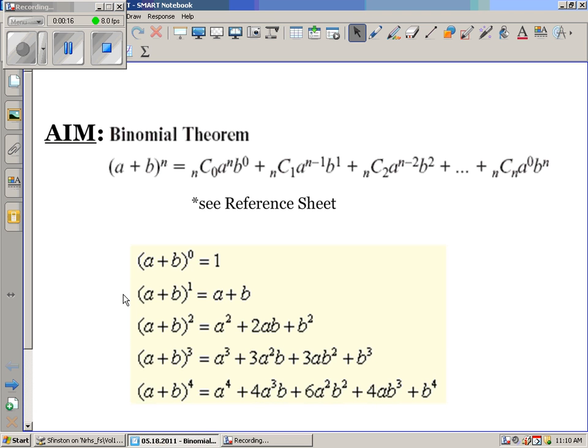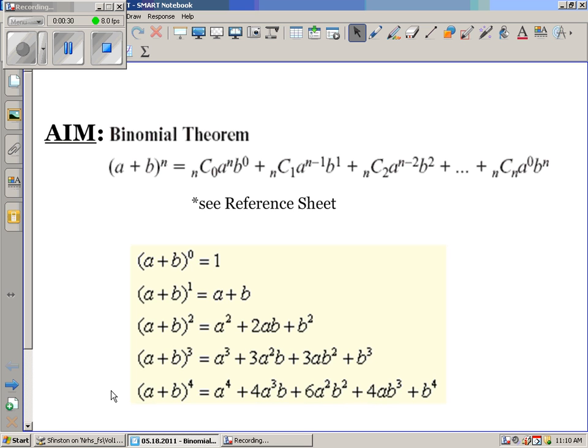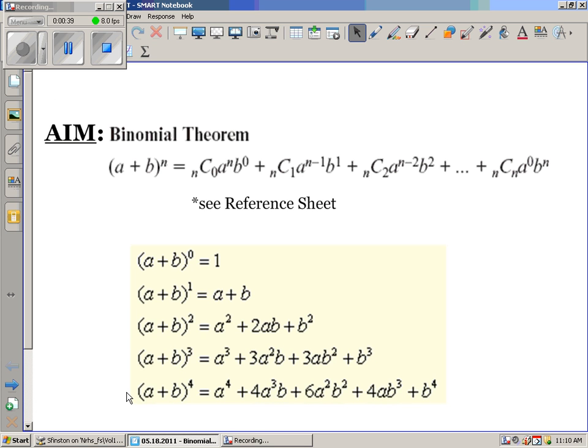Do you see these guys right here? Could you imagine if you had to FOIL that thing? That would be ridiculous. It would take forever. What about this one over here? If you tried to FOIL it, you'd have to FOIL something 4 times. Ridiculous. Nope. You can use this formula to create these. Piece of cake. I'll show you how.